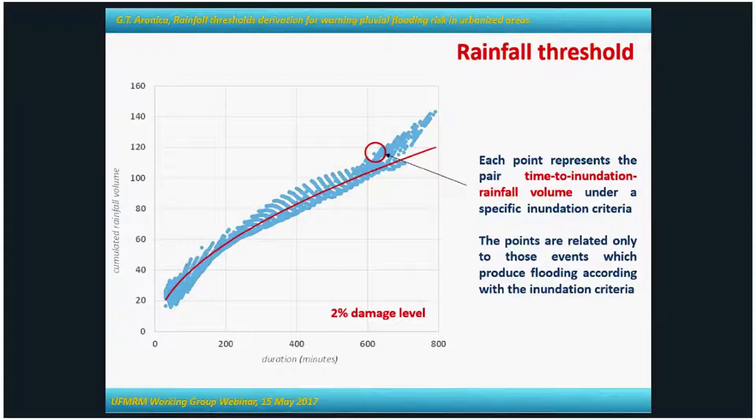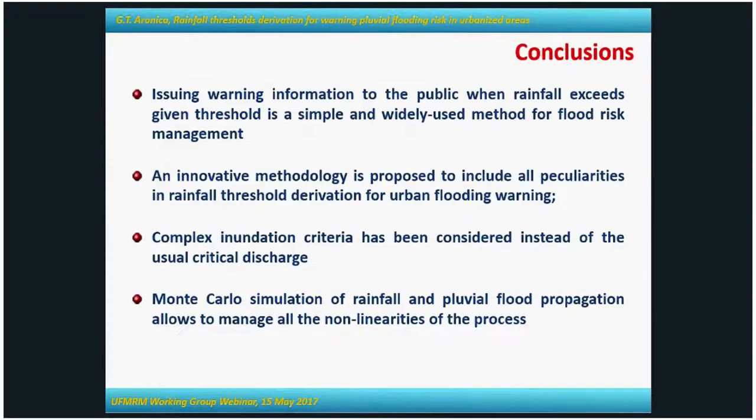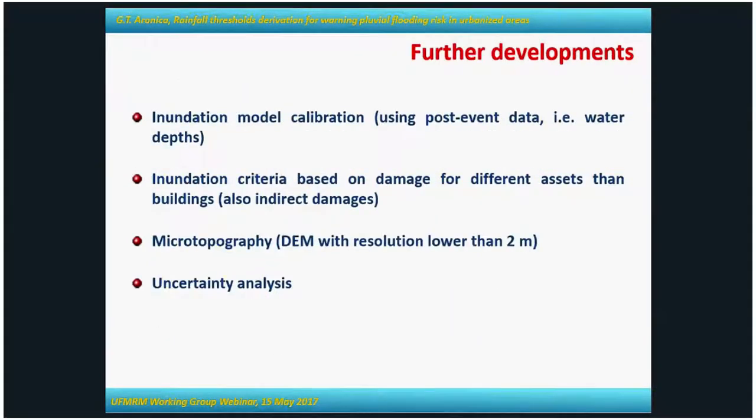Yeah, that's true. And that can be dangerous. In fact, if you look at the further developments, you say the initial criteria should be based now on different assets, also including the spatial variability of damage. Yes, in this application, we don't have any spatial variability. These are the average of the damage in the area. Of course, you can have an average of 2% and 30% of damage somewhere. Yes, it's true.